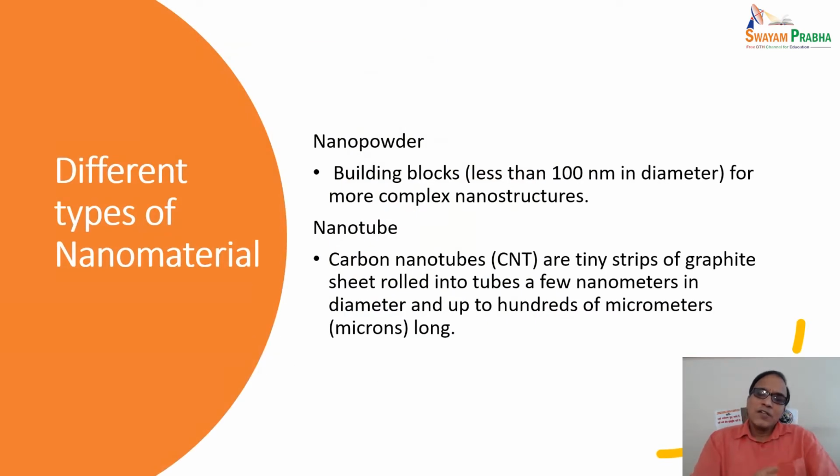There are different types of nanomaterials. They may be nanopowder, nanotube, nanopowders. They are building blocks less than 100 nanometer in diameter. CNT, carbon nanotubes, are tiny strips of graphite, which are sheets rolled into tubes, a few nanometers in diameter and up to 100 of microns in length. So micron size length and nano size diameter.